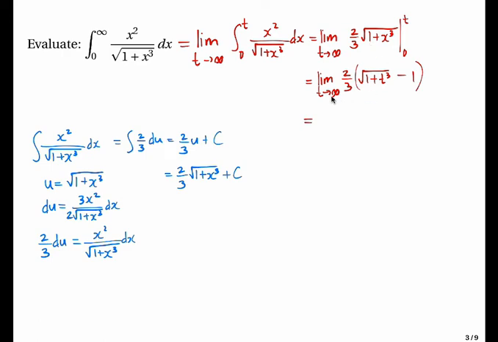Now, as t approaches plus infinity, the square root of 1 plus t cubed will also approach plus infinity. We subtract 1, it's still plus infinity. You multiply by 2/3, it's still plus infinity. So we will get plus infinity, and therefore this improper integral is said to be divergent. Okay?